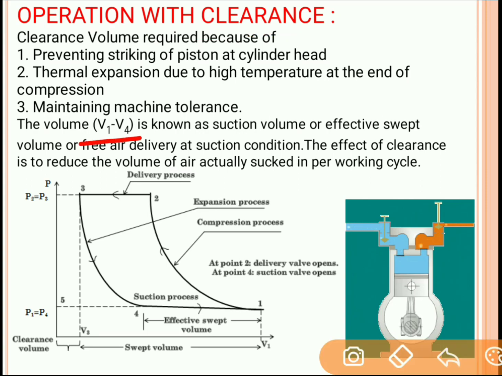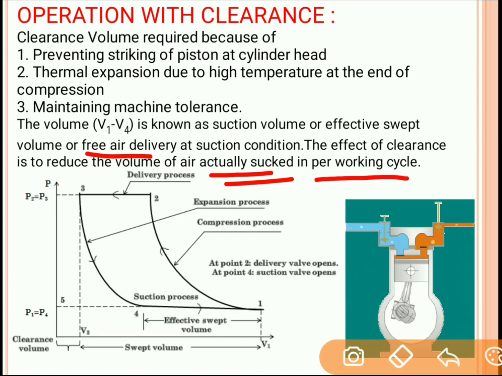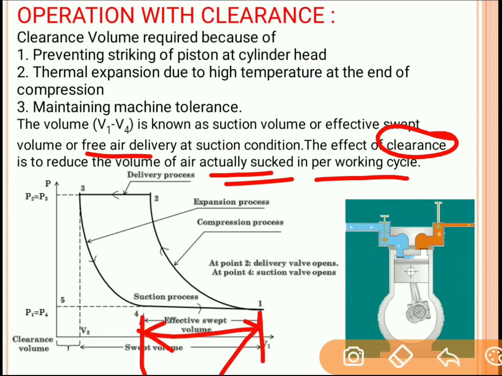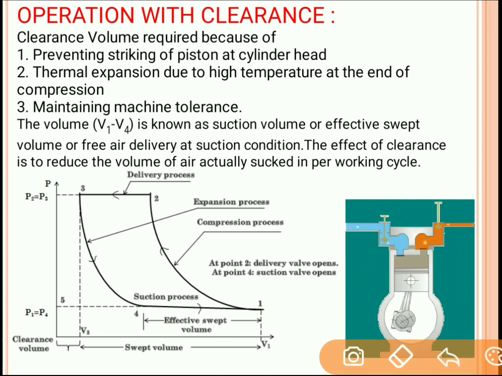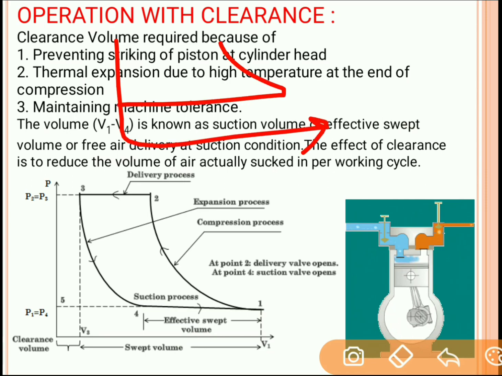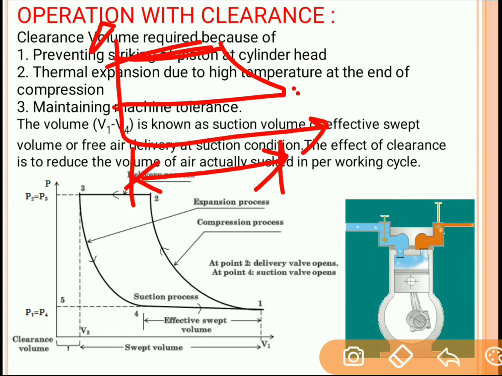Now over here, volume V1 minus V4 is called the suction volume or effective swept volume, or it can be considered as free air delivery at the suction condition. Now the effect of clearance is to reduce the volume of air actually sucked in per cycle. Because of this clearance volume, the actual amount of fresh air coming inside the cylinder is reduced. So this volume V1 minus V4 is reduced. In case of operation without clearance, V1 minus V4 was more. So this was the PV diagram for operation without clearance. In this case V1 minus V4 is more and this value is reduced in case of operation with clearance.